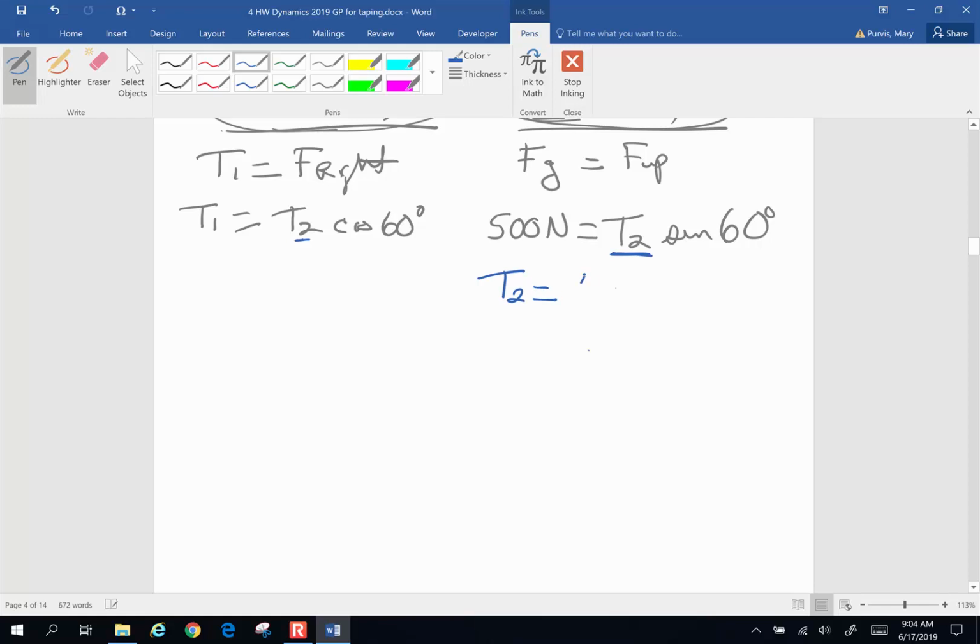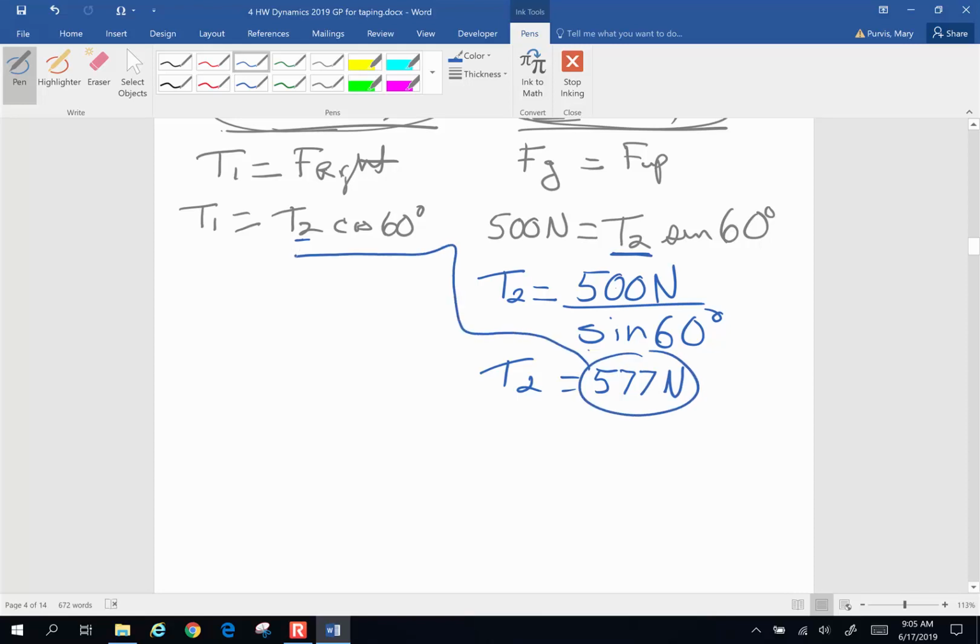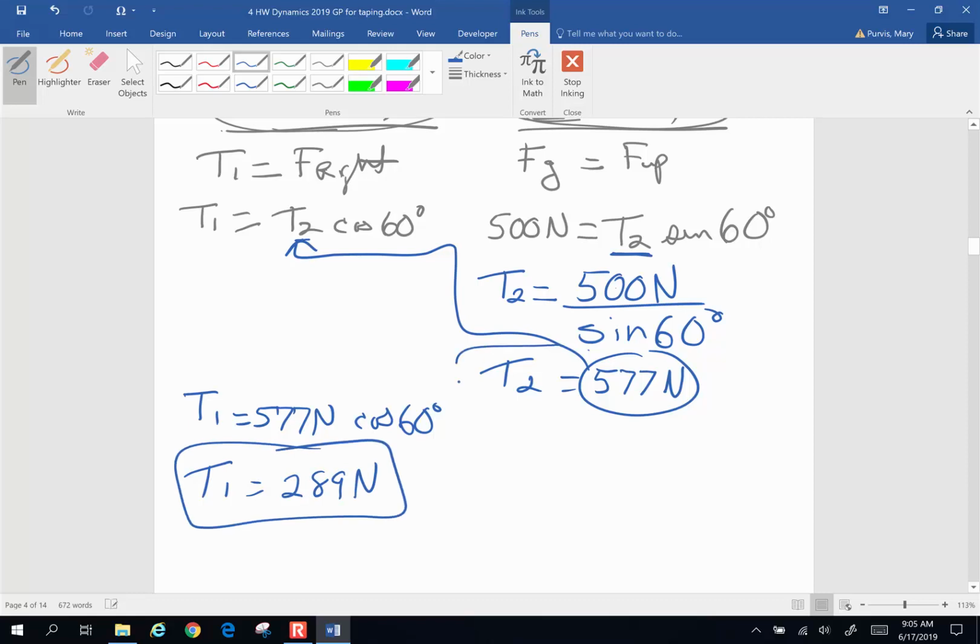T2 is going to be equal to 500 newtons divided by the sine of 60 degrees. And when I throw that in my calculator, I get 577 newtons. That then gets pushed into here. T1 is going to be 577 newtons times the cosine of 60 degrees, or T1 then ends up being 289 newtons. And that is the tension in those two cords.